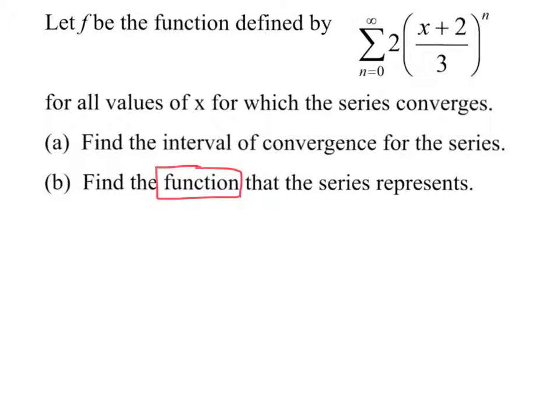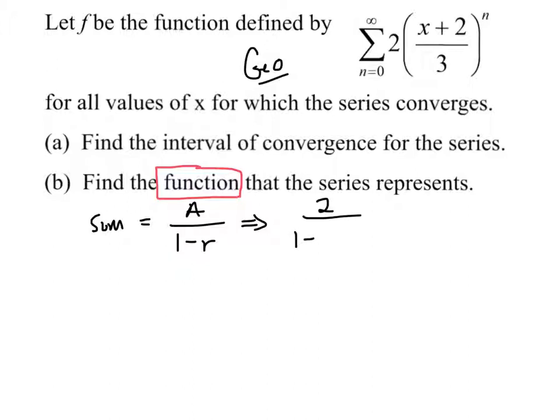So I'm going to treat this as a geometric series, and remember that if I added up all the terms of a geometric series, I get a sum. Adding up all these terms would tell me what the function is. So I've got the first term over 1 minus the ratio. For us, you'll notice it starts at 0. If I plug in 0 for n, 2 times anything to the 0, so the first term is just 2. And 1 minus the ratio is what's being raised to the nth power, so that's x plus 2 over 3.